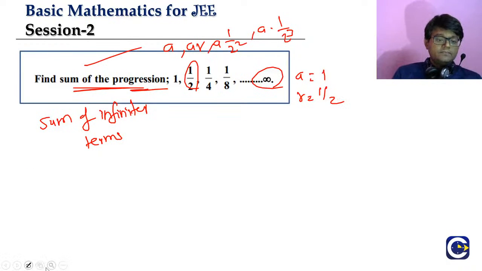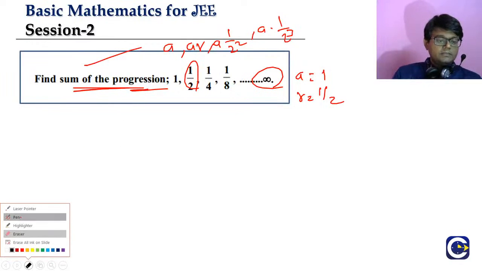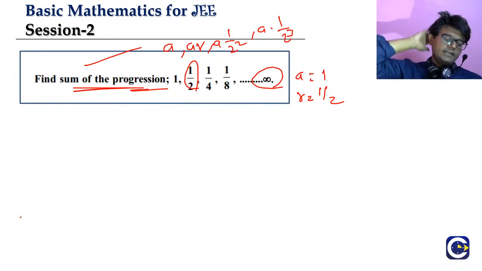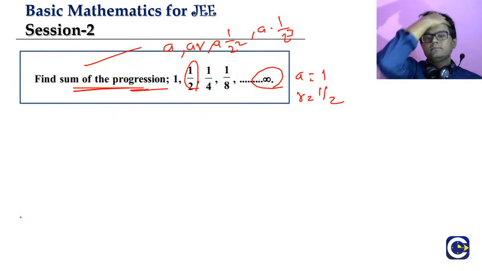What is the first term? First term is what? 1. And what is the common ratio? Half. Okay. Now we can check and tell it, guys. What is the sum of infinite terms formula for a geometric progression? This formula is when the common ratio is less than 1. Correct? So check it, guys. I am waiting for your answers.